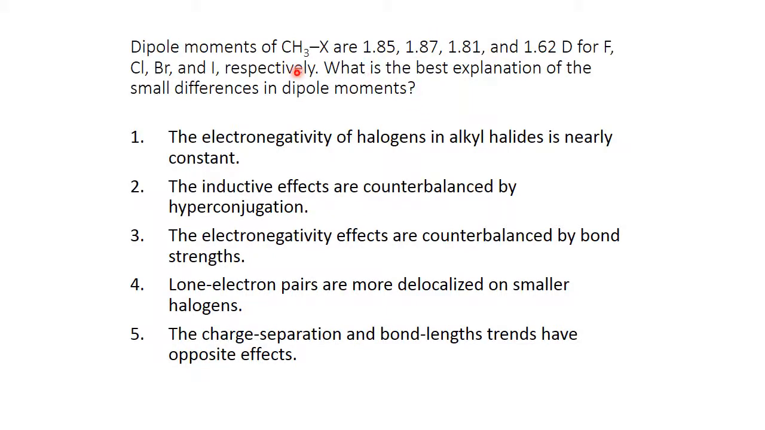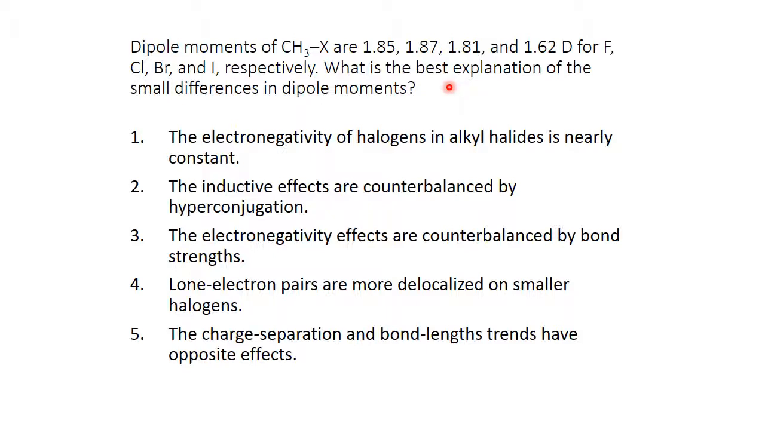The dipole moments of methyl chloride, methyl bromide, methyl iodide, and methyl fluoride are given here. So this is for the fluoride, that's for the chloride, that's for the bromide, and that's for the iodide. What is the best explanation of why these don't change a lot? See, fluorine's really electronegative. You would expect that it would have the absolute hugest dipole moment, but they're all about the same. Why would that happen?